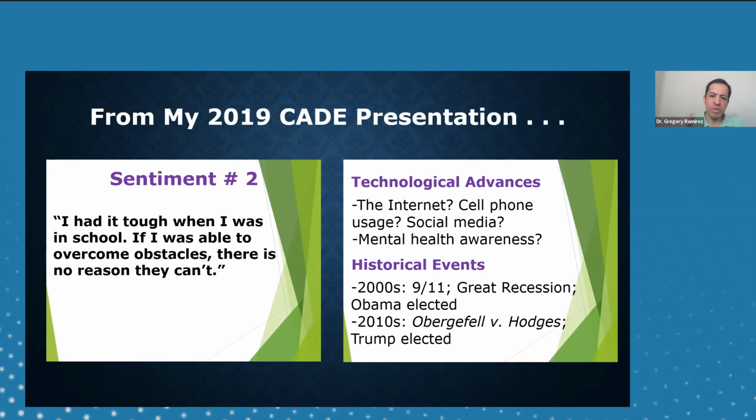The Great Recession, of course, we think about that and what kind of effects that had. It was around 2008 approximately when that took effect. And even if I look at when President Obama was elected around that time, and understanding that having the first African-American president really changed things. And keeping in mind that that's just the 2000s, what about the 2010s? If we look at Obergefell versus Hodges, the Supreme Court case that allowed for same-sex marriage. We also look at maybe Trump being elected. And again, like I said, this is 2019 that I'm taking these slides from.